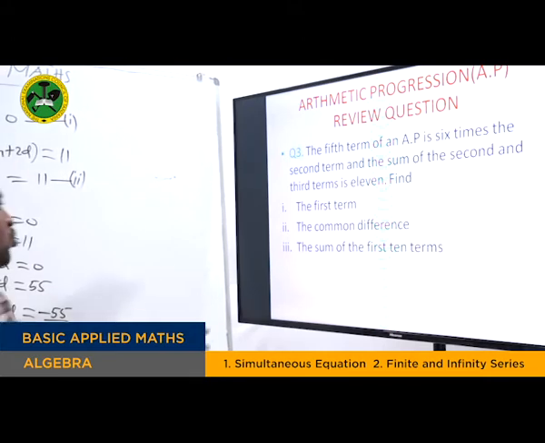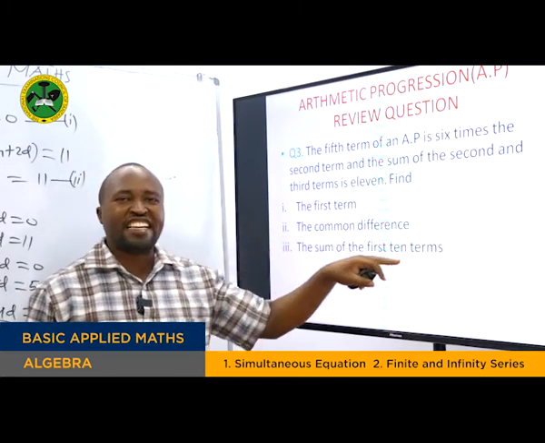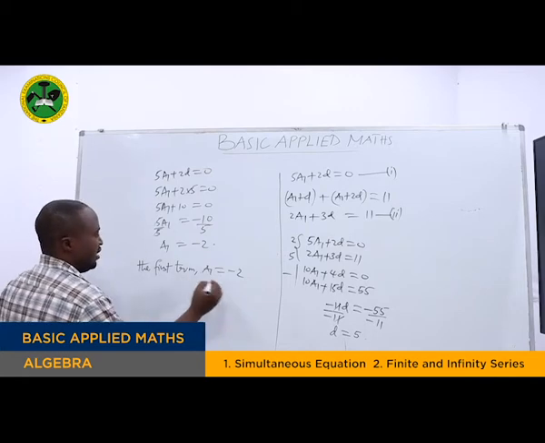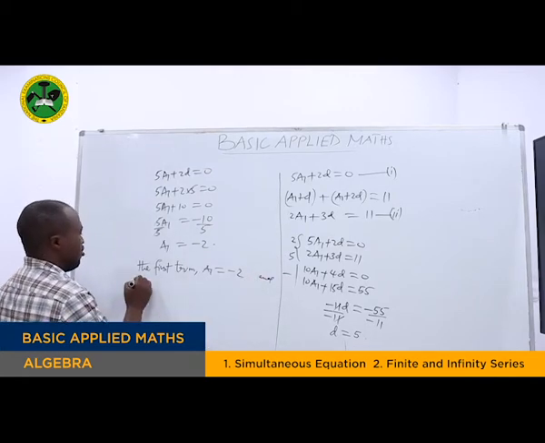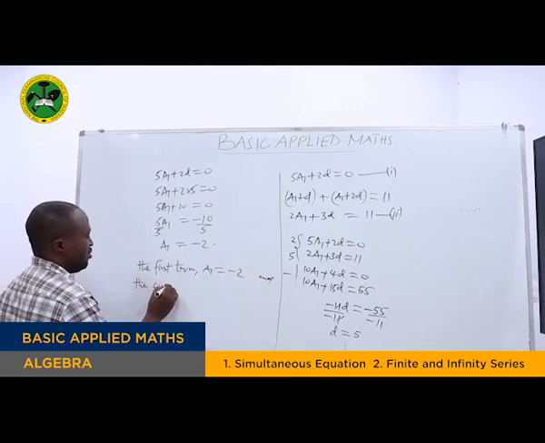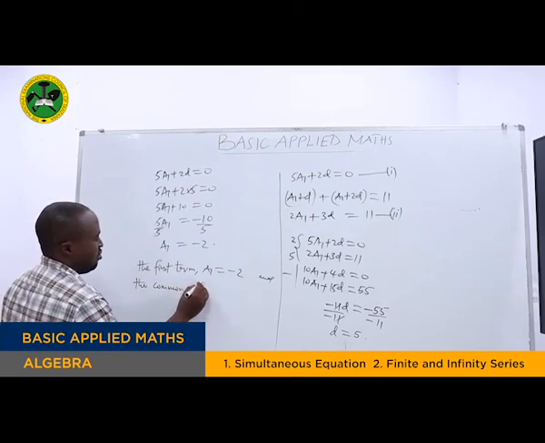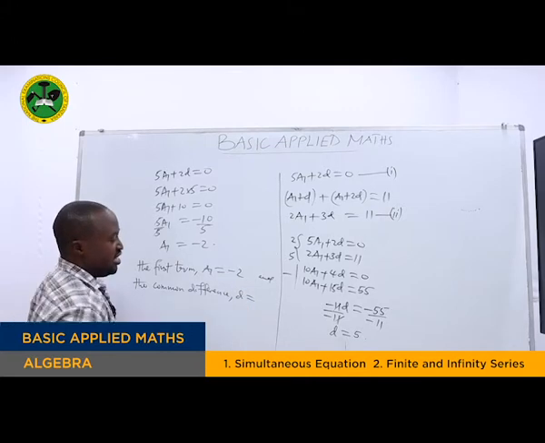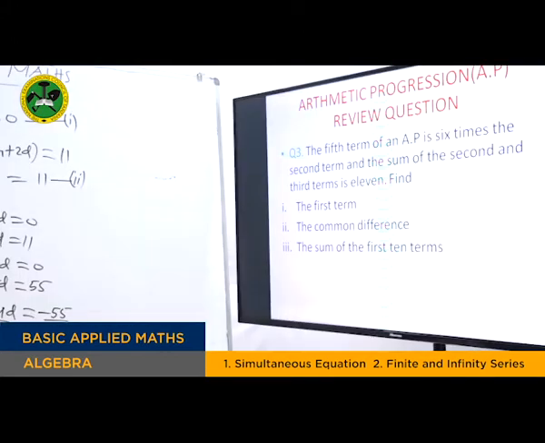But again, we have to find the common difference. So the common difference, called d, is equal to 5.